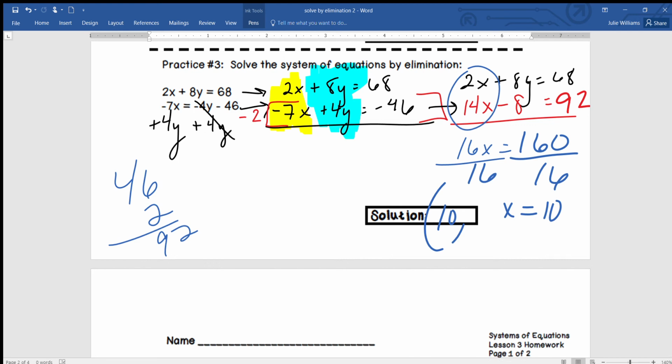All right, so then I'm going to take my value that I just found. X is equal to 10. I'm going to substitute that value into one of the two equations. I think I'll just choose the top one.